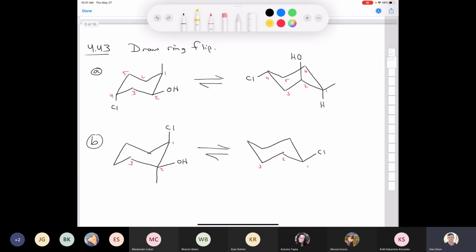Now, on the second carbon, we've got two substituents, right? We've got the hydroxyl and the methyl group.